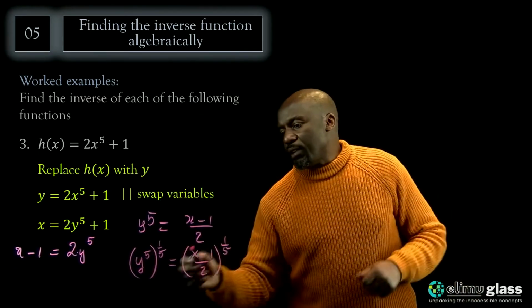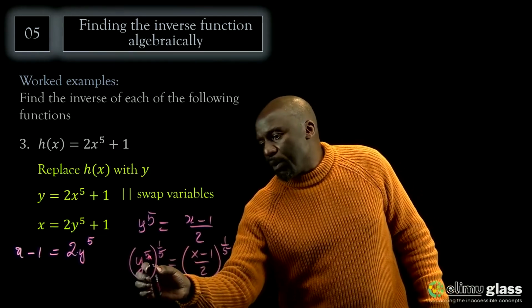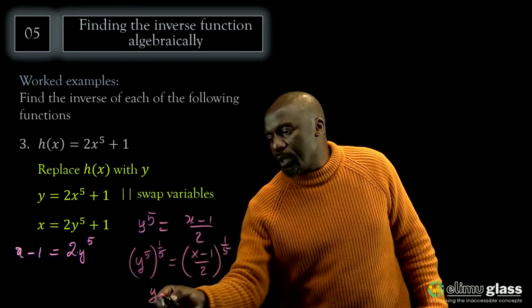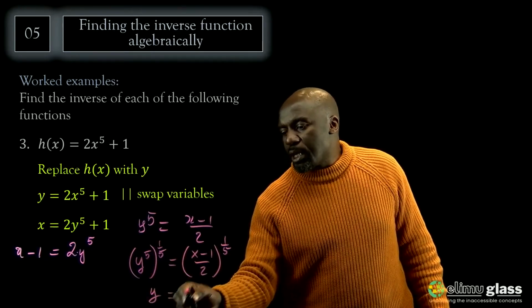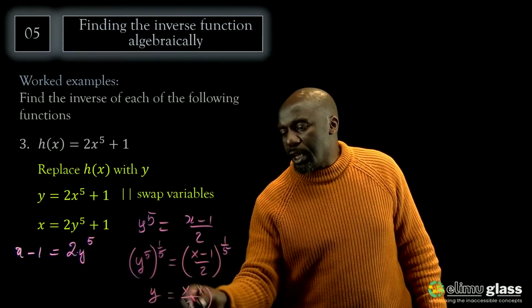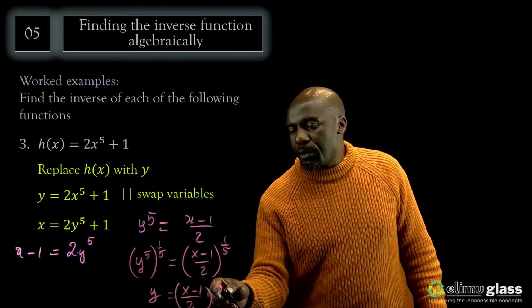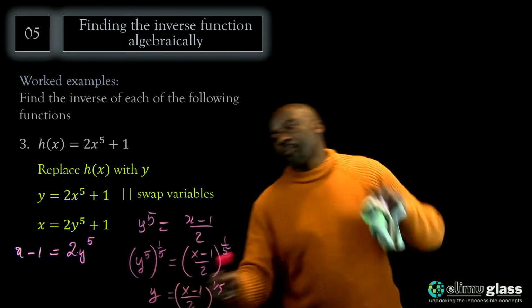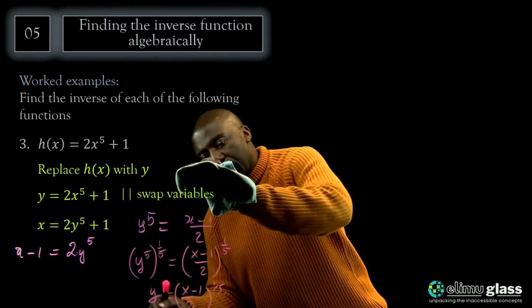Okay, and so our inverse, y power 5 power 1 over 5, this cancels off and we are left with just y. And so this is our inverse function right there, power 1 over 5. Okay, just like that. And that is the inverse function. We just need to show it there now.